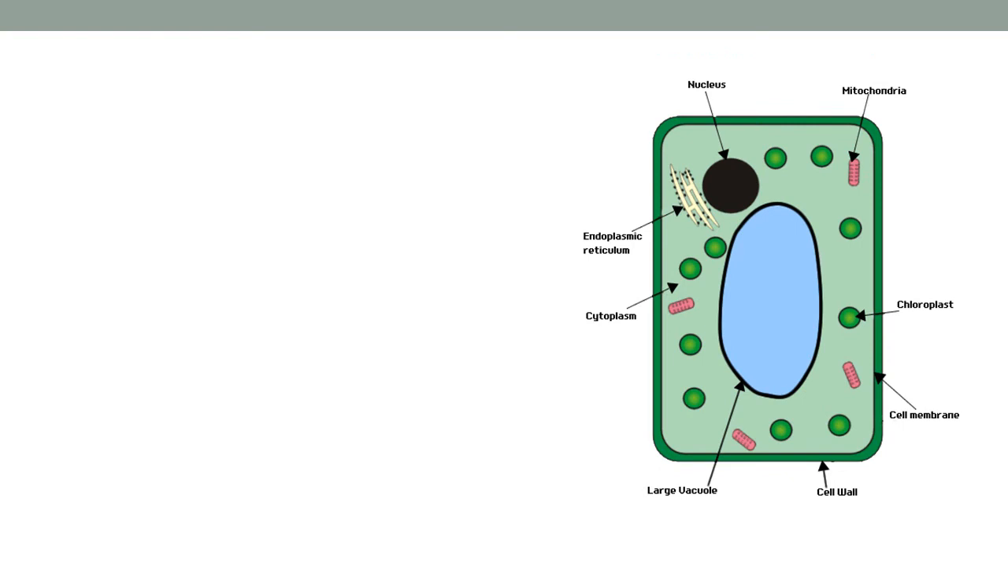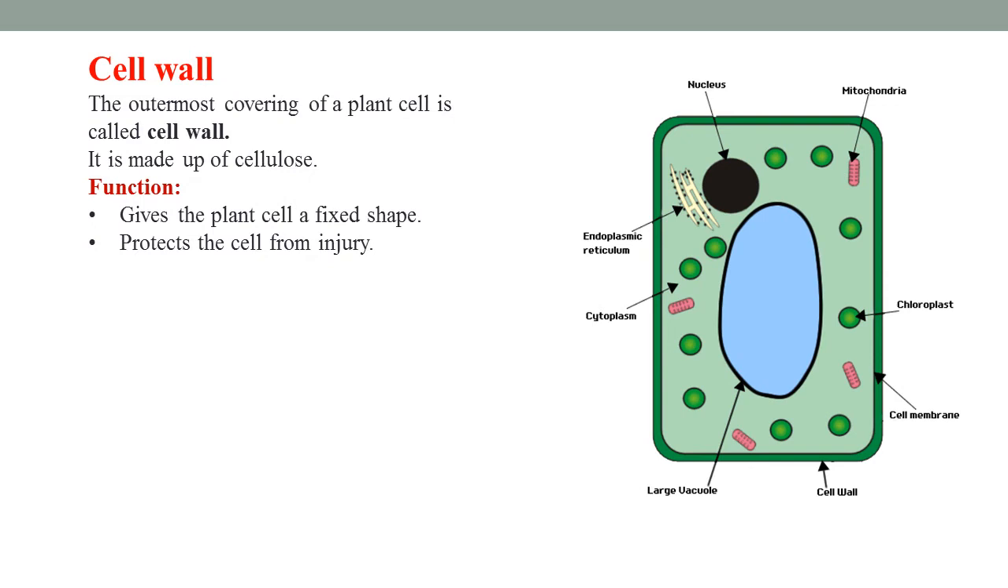Now we will discuss each part of a plant cell one by one. Number 1, cell wall. Well, cell wall is the outermost covering of a plant cell. It is made up of cellulose, that is a hard material. That's why cell wall gives plant cells a fixed shape and protects the cells from injury.